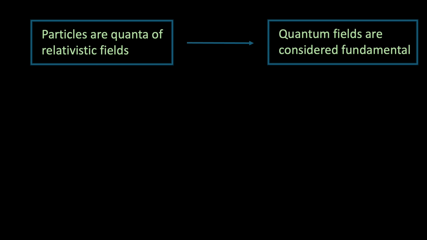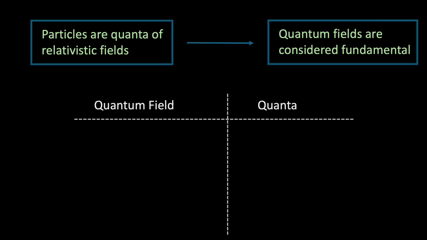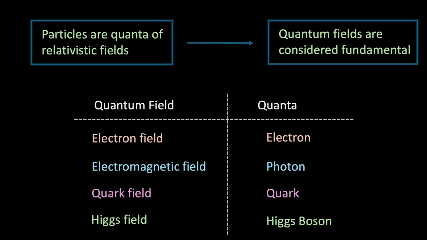Within this framework, quantum fields are regarded as fundamental, and the familiar particles of the standard model emerge as the quanta of these fields. For example, a quantum of the electron field is an electron, a quantum of the electromagnetic field is a photon, a quantum of the quark field is a quark, and a quantum of the Higgs field is the famous Higgs boson. Every particle in the universe is, in essence, a tiny quantum mechanical ripple of an underlying relativistic field. And this is where our journey ends, for now.